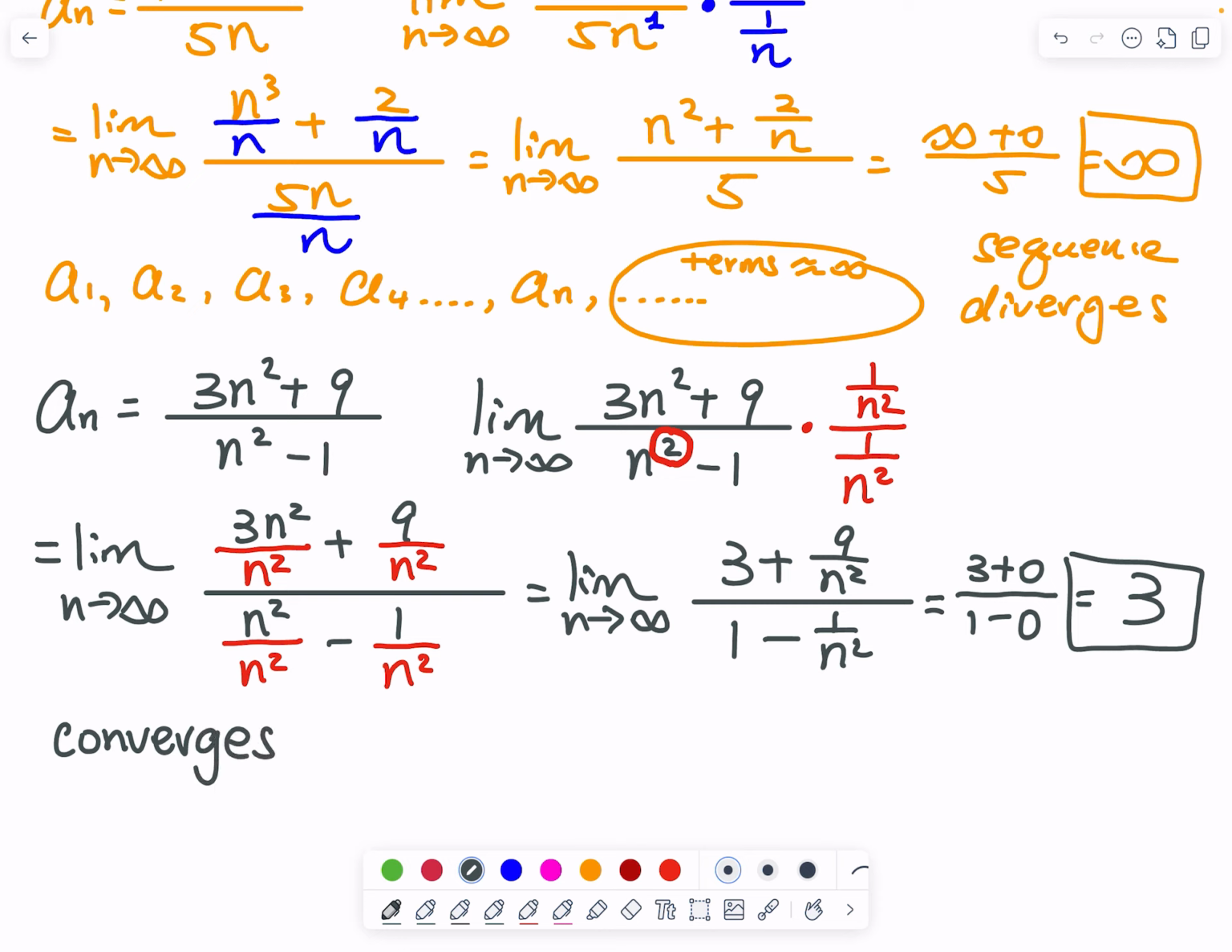Oh, sorry, I used the wrong word. The sequence converges. Okay, let me just erase that. So I'm going to say the sequence a_n converges.